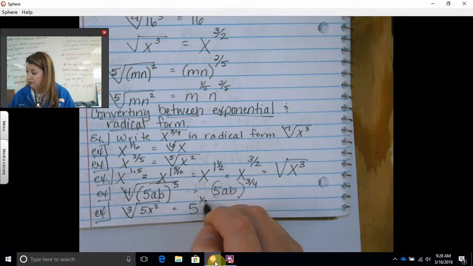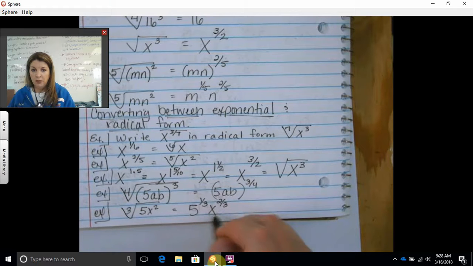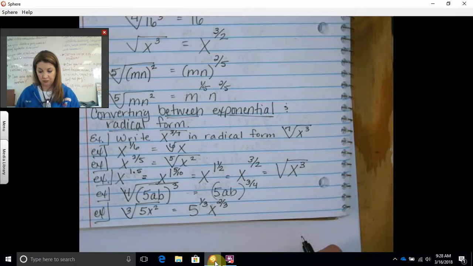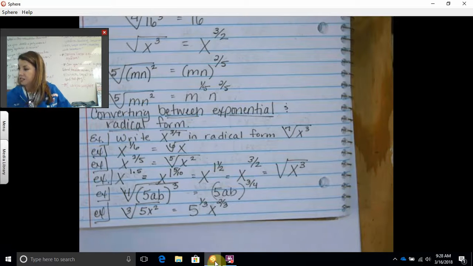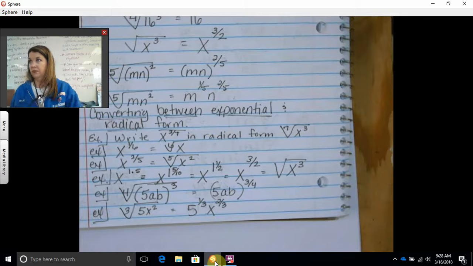5 raised to the 1/3, x to the 2/3. And those are being multiplied together. We don't have to write a multiplication symbol, right? Is everybody cool with that before we start these equations? Yes. Easy. Everybody cool? All right, page 160.